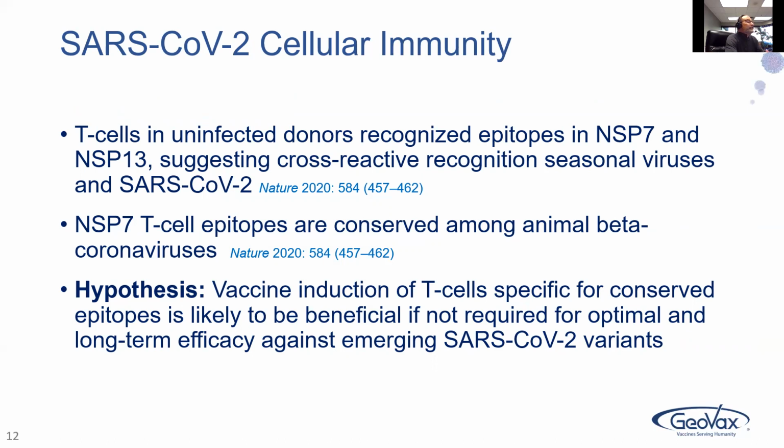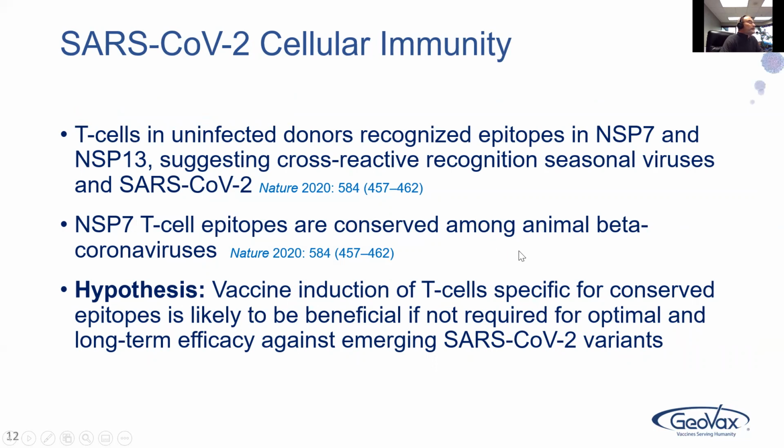T cells in uninfected donors that recognize epitopes in different proteins, primarily non-structural proteins, have been readily identified. So these are individuals who have not been infected with CoV-2, and yet they have T cells that recognize SARS-CoV-2 epitopes. The suggestion is that these are probably T cells that were induced against the seasonal coronaviruses, and these epitopes are conserved within many coronaviruses, and therefore they serve as the first line of the immune response.